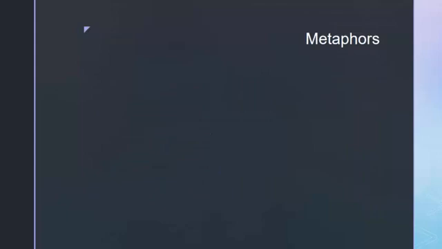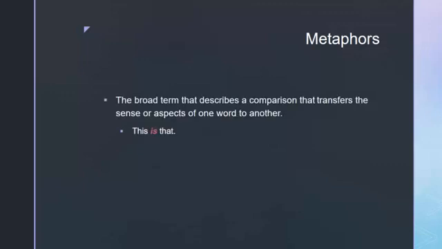Metaphors, on the other hand, are not similes. So it's that idea that all similes are metaphors, but not all metaphors are similes. A metaphor is a broad term that describes a comparison that transfers the sense or aspects of one word to another. In other words, you're saying that this thing is that thing. Because of that, it makes them subtle and harder to locate. So if you're reading a longer passage or a longer sentence, sometimes there are multiple metaphors being worked into that sentence that you may not catch.